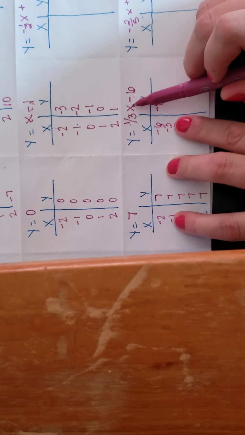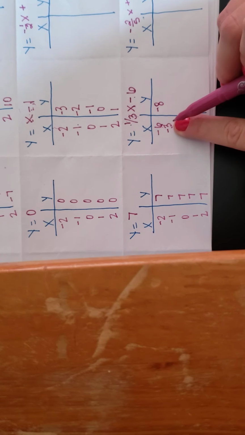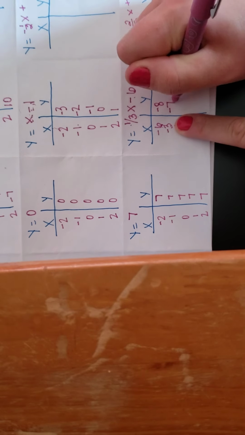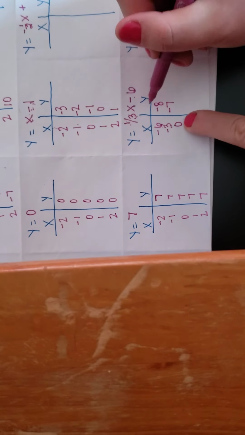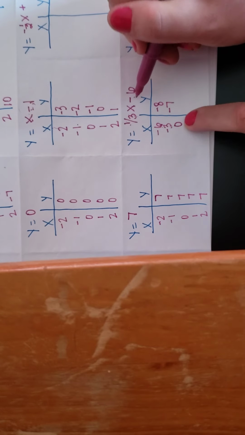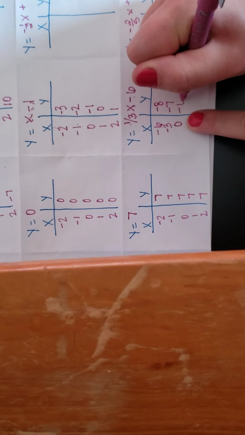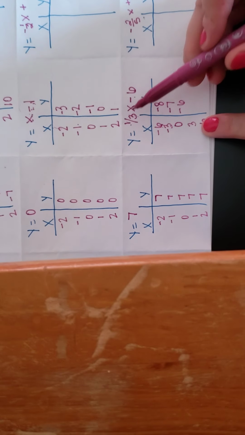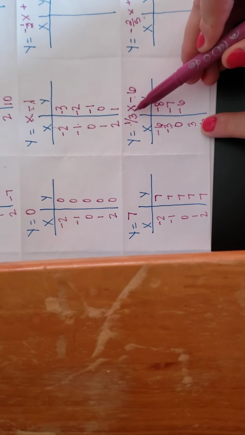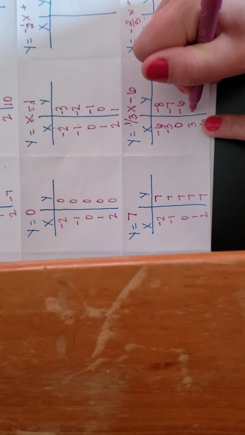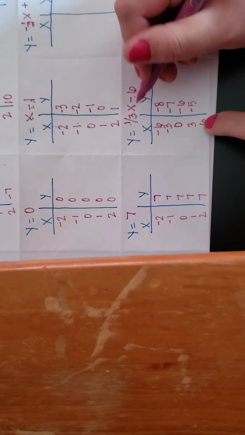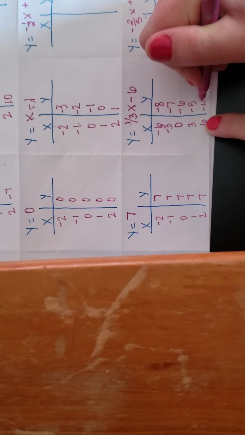If I plug in -3, 1/3 of -3 is -1, minus 6 is -7. If I plug in 0, 1/3 of 0 is 0, minus 6 is -6. You might also start to see the pattern here. 1/3 of 3 is 1. 1 minus 6 is -5. 1/3 of +6 is 2. 2 minus 6 is -4.